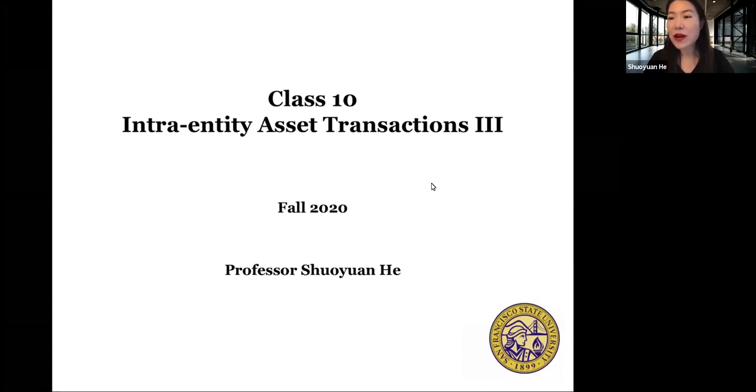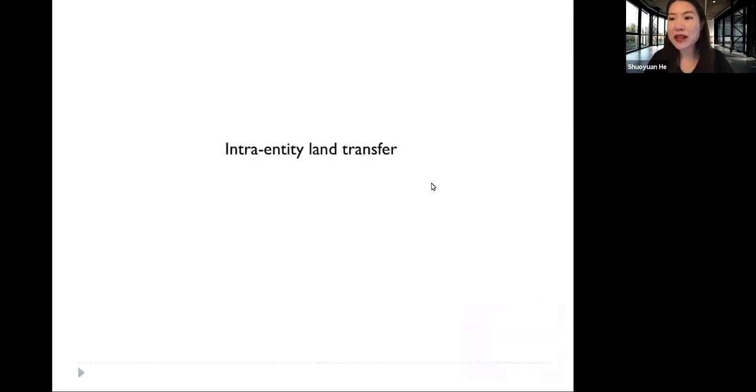In last class, we talked about intra-entity inventory transfer. And in today's class, we're going to talk about another two major kinds of intra-entity asset transfer, which are intra-entity land transfer and intra-entity depreciable asset transfer. First, let's look at intra-entity land transfer.